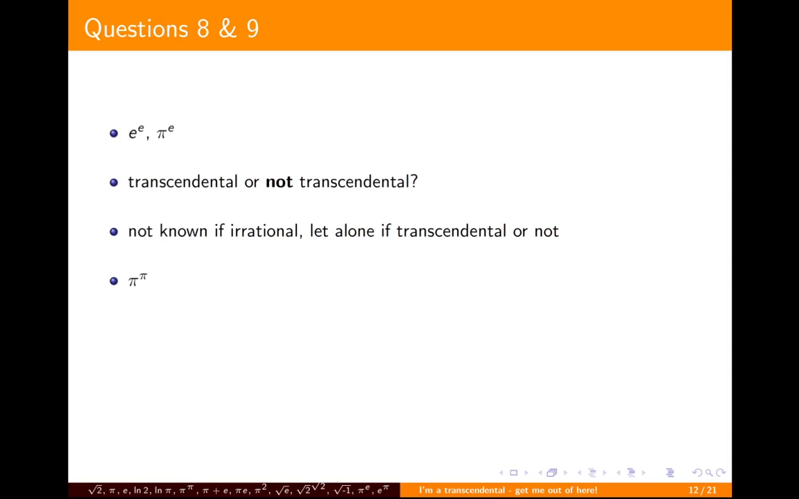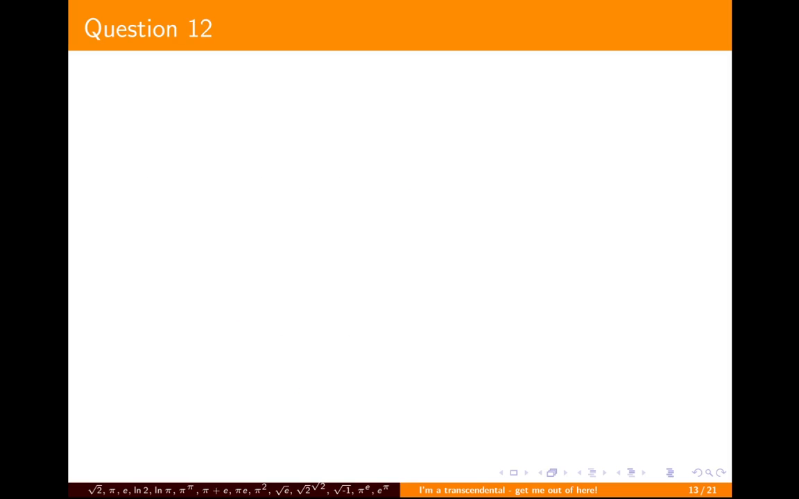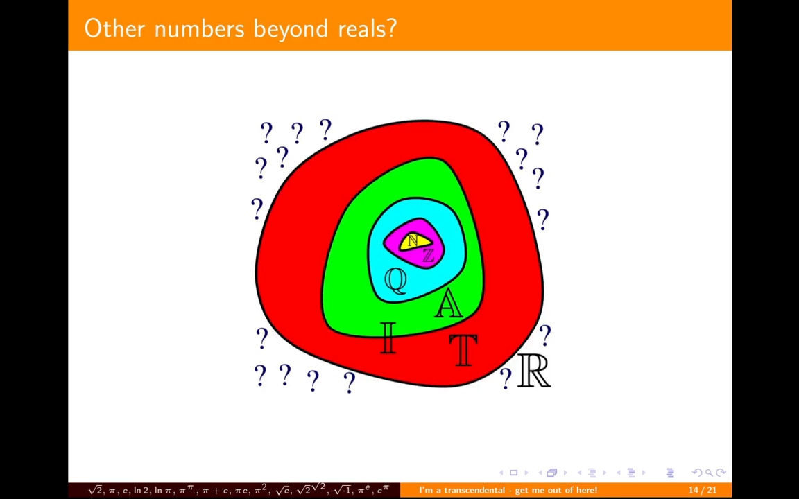One can also consider the power pi to the power pi. Again, ask the question whether it is transcendental or not, and unfortunately the same conclusion, that it's not known if it's irrational, let alone whether it is transcendental or not. Now you might recall that we didn't look at question 12, which concerned the power of e to the pi. And we asked whether it was transcendental or not, but we didn't give an answer.